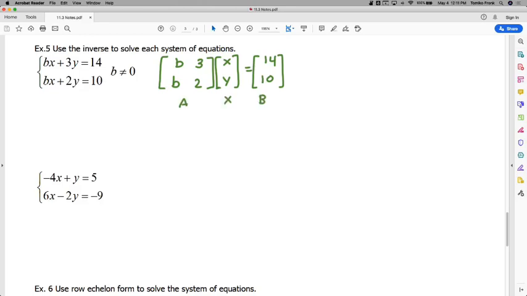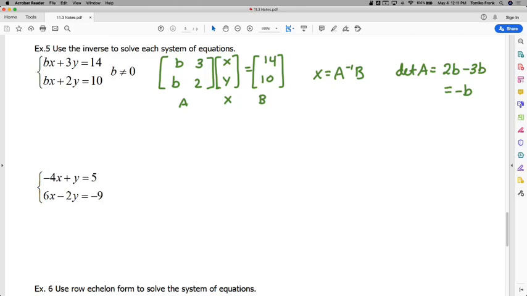To get X using the inverse, we take A inverse and we multiply it by B. So we've got to find a couple of things about A before we can solve for X. So let's talk about the determinant of A. Some of these things are going to be written in terms of B for this system. So the determinant of A is 2B minus 3B. So our determinant of A is negative B.